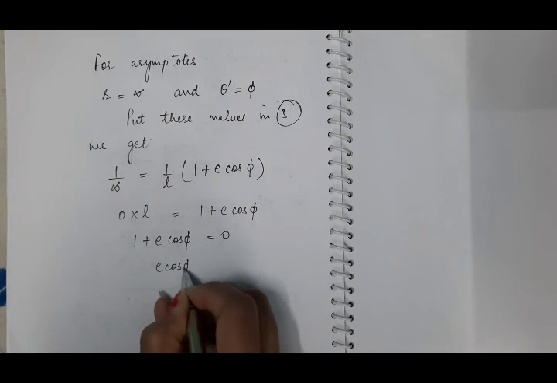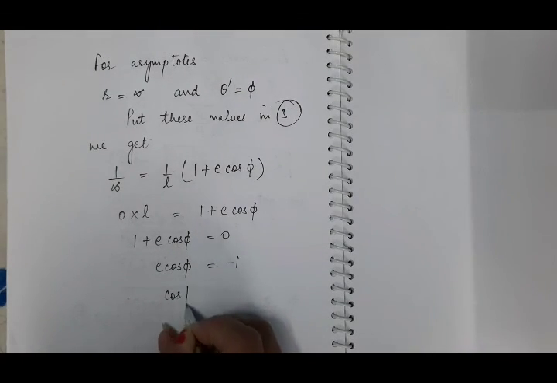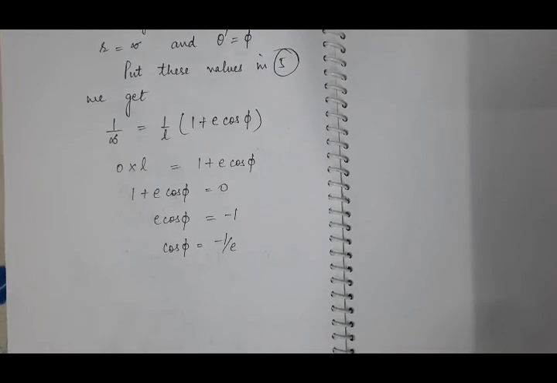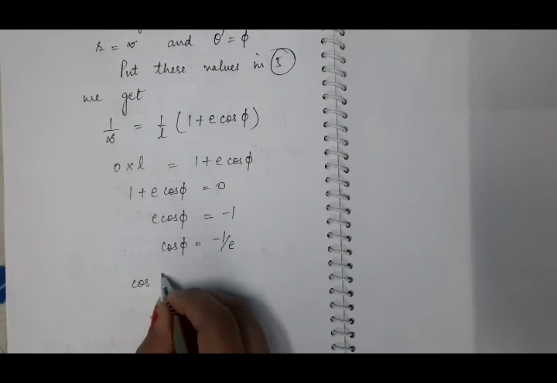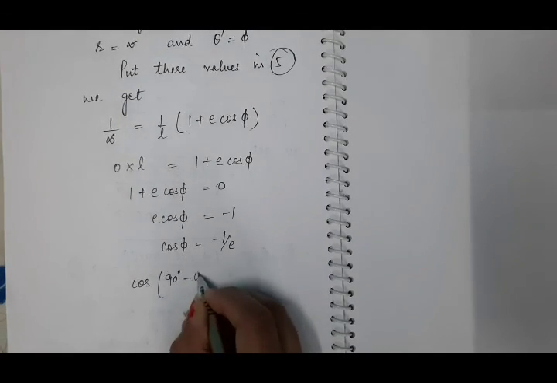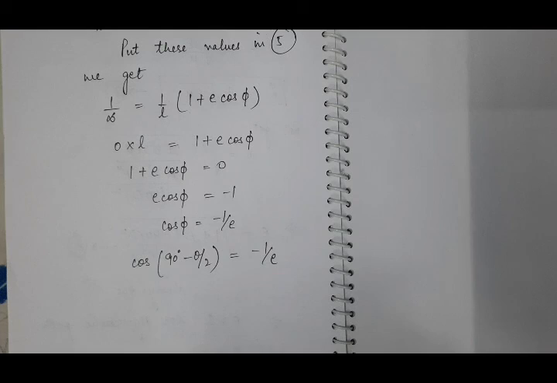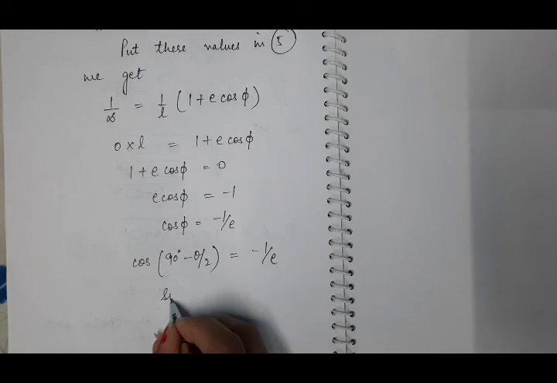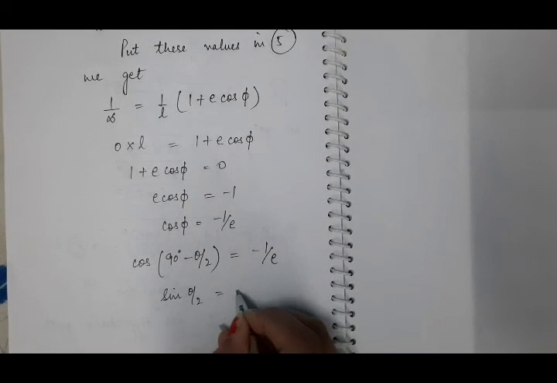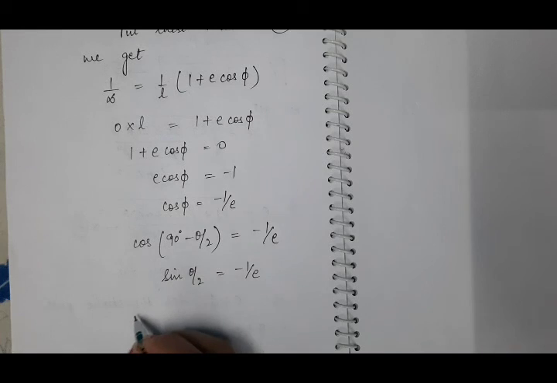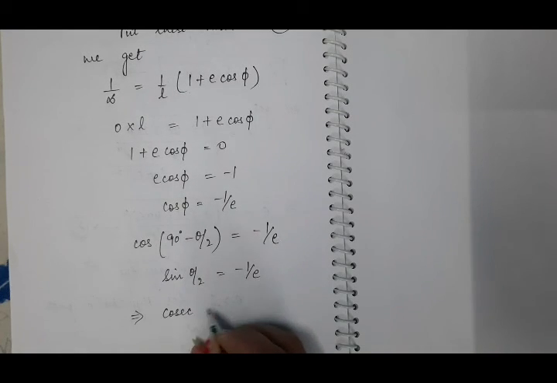e cos phi will be minus 1, and cos phi will be minus 1 by e. And what is phi? We have already derived the value of phi. Phi is 90 degree minus theta by 2. It is equal to minus 1 by e. And what is cos of 90 minus theta? It is in the first quadrant, so it is sin theta. So sin theta by 2 is equal to minus 1 by e. And if this is the value of sin theta by 2, what will be the value of cosecant theta by 2? Take its reciprocal.